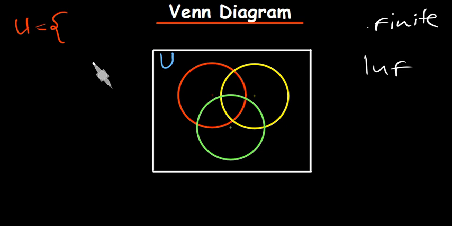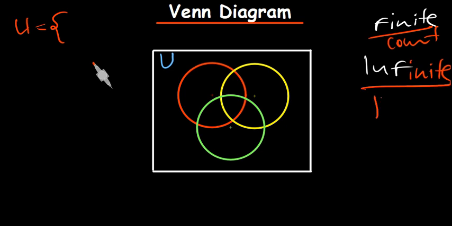A finite set is a set whose elements you're able to count. There are going to be sets that are called infinite that you can't count. Sets like the set of real numbers, that's an infinite set. You can't express it in terms of a Venn diagram. You can't list it all.